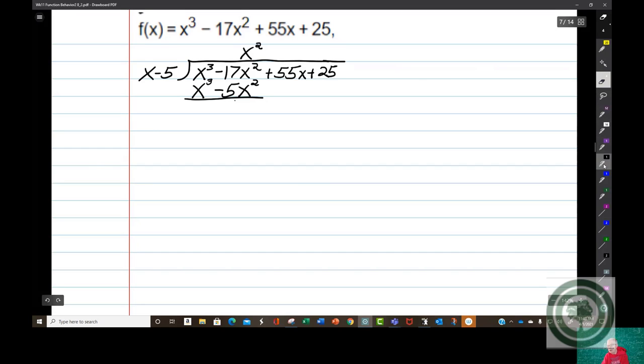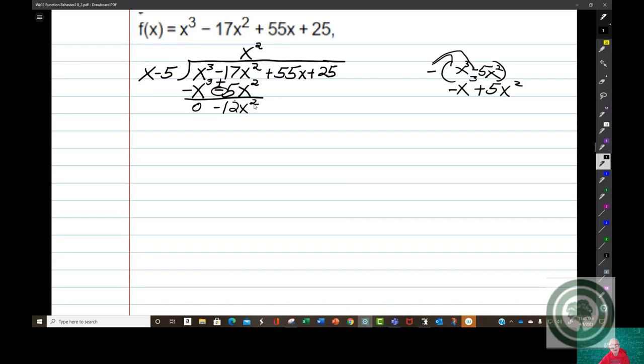I'm going to bring that over here. If I subtract x minus 5 and distribute the minus sign, I will get minus x cubed, and then minus times minus is plus 5x squared. So that's what this is going to become, because I'm subtracting it. Minus x cubed and plus 5x squared. Now x to the third minus x to the third is 0. Negative 17x squared plus 5x squared is negative 12x squared.